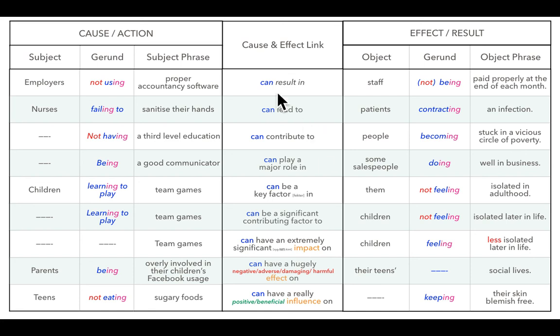So there you see a very easy to understand table that can help you talk more clearly and build nicer sentences when you're talking about cause and effect. And all you have to do now is get some practice. Be careful about the prepositions. Make sure you get them right. It can result in, lead to, contribute to, play a major role in, be a key factor in, but be a significant contributing factor to, can have an extremely significant impact on, effect on, influence on.